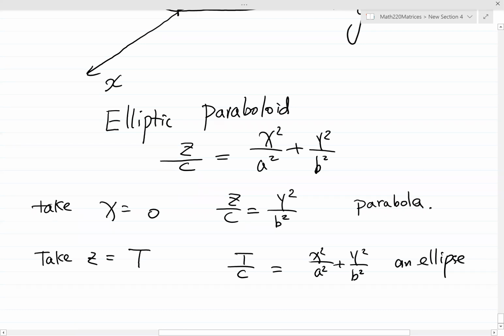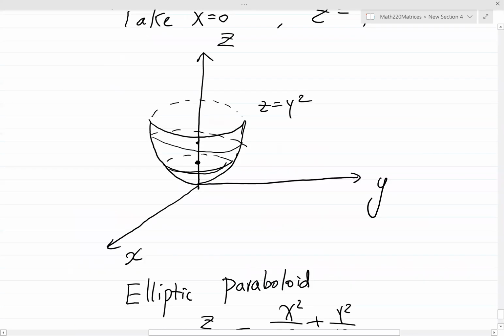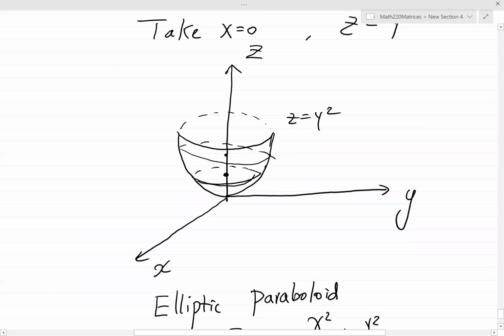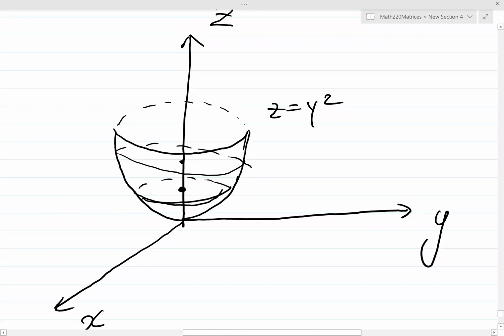And its picture looks like this. But here, what we do is we turn the circle into an ellipse. So it will be an ellipse.